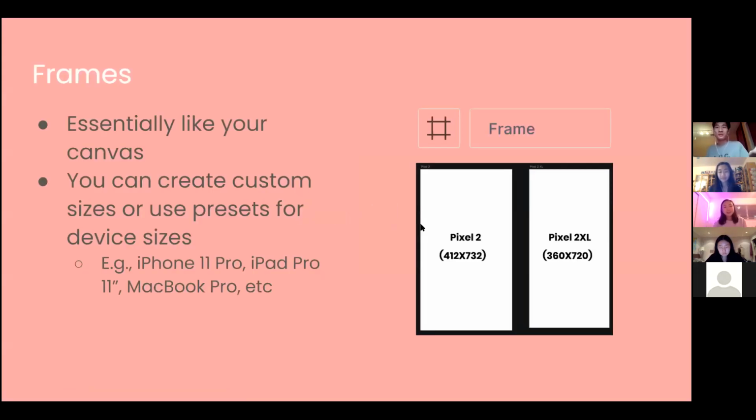Yeah, so basically in Figma, frames are like your canvas. So on the right, you can see that there are two preset sizes for frames. There's one for Pixel 2 and two for Pixel 2 XL. So in Figma, you can either create your own custom sizes for frames or use presets that are already built into it. So if you're making like an app for an iPhone, you can choose iPhone 11 Pro, or if you're making a website, you can choose like MacBook Pro.